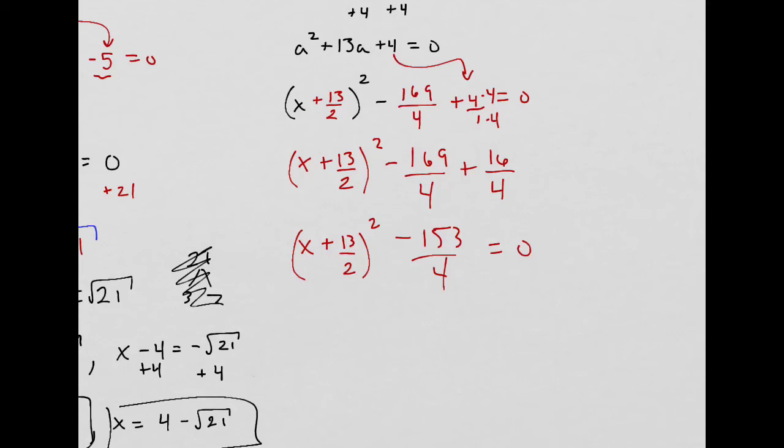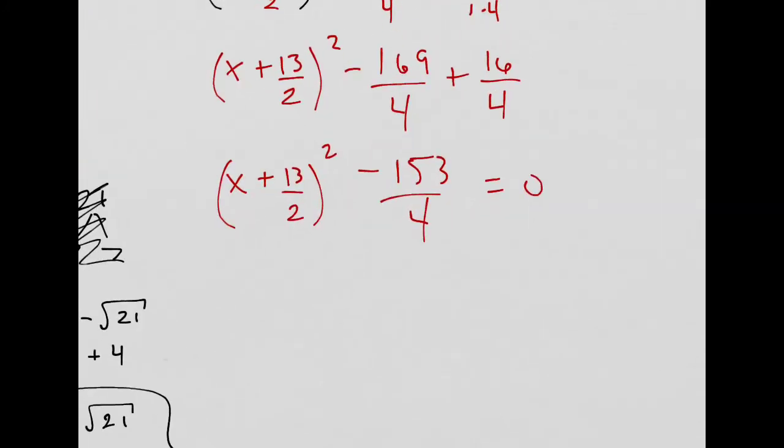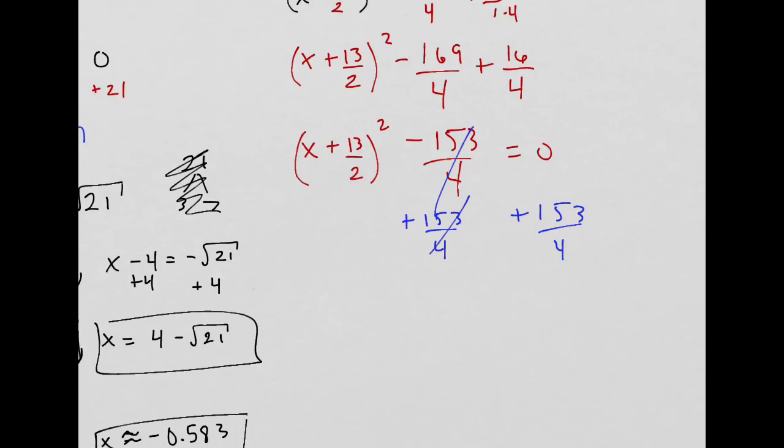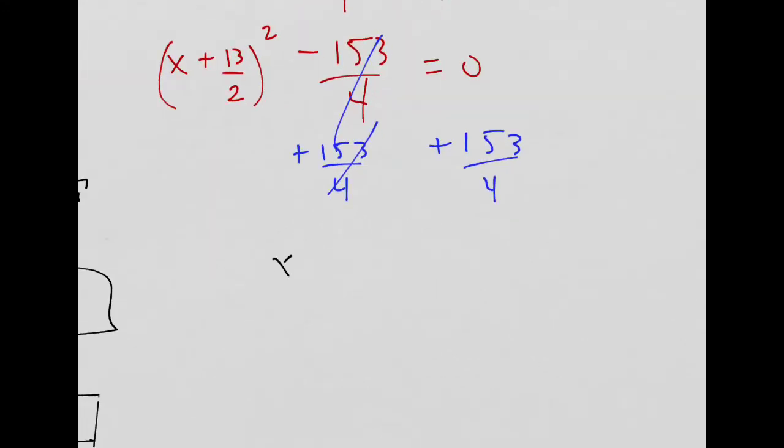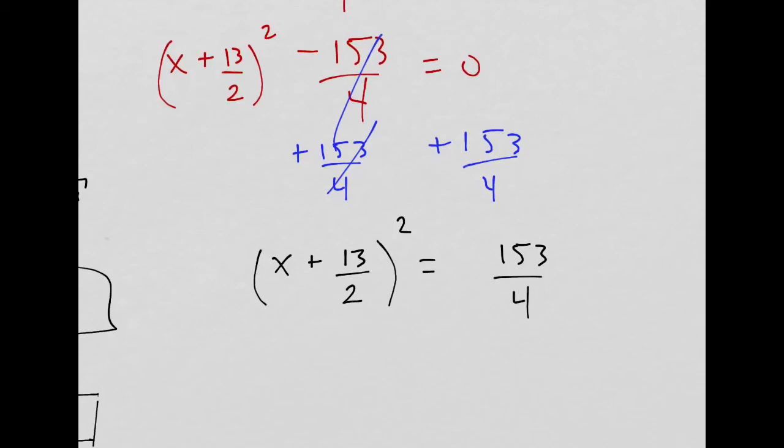And now I just get everything to one side. I get it over to the right side. Well, actually, I'm looking to get this by itself, and then I look to get this by itself, and then finally the x by itself. So first, I can add 153 over 4 plus 153 over 4. So that goes away, and I get x plus 13 over 2 squared equals 153 over 4.